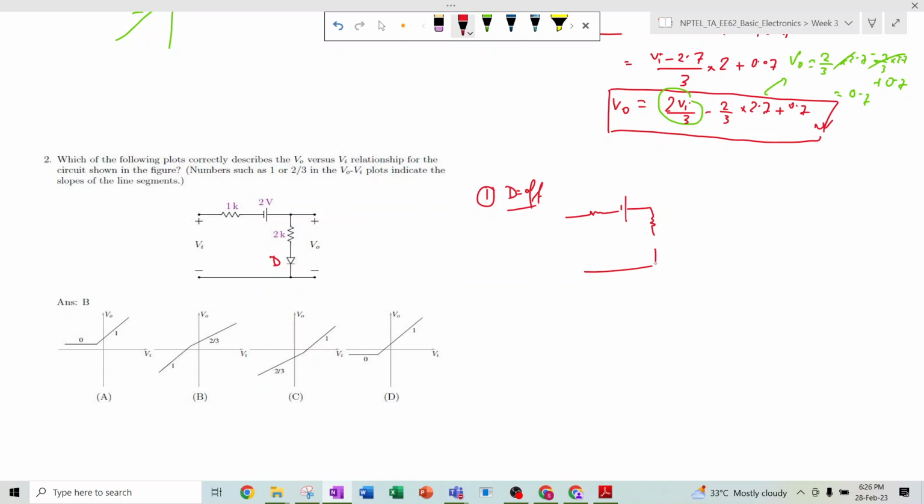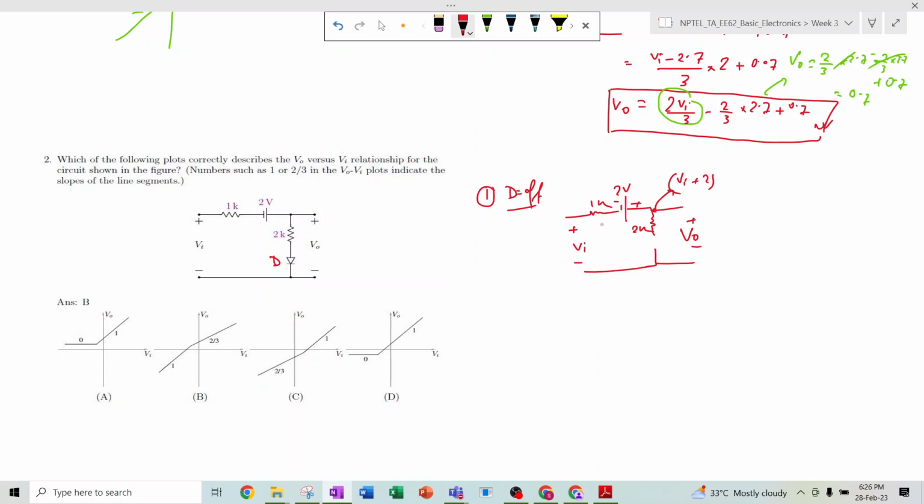This is open circuit, this is Vi, so this is 1k, this is 2 volt, and this is 2k. Okay, so here the voltage appears as Vi plus 2, right? This is plus, this is minus, so Vi simply plus 2.